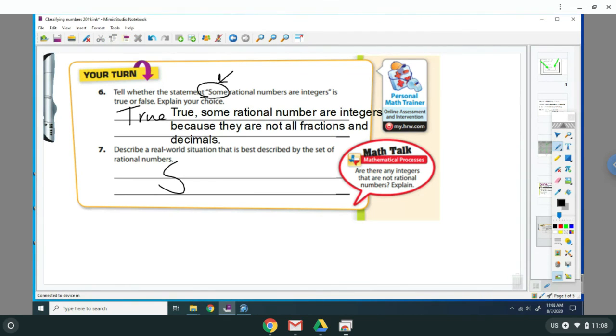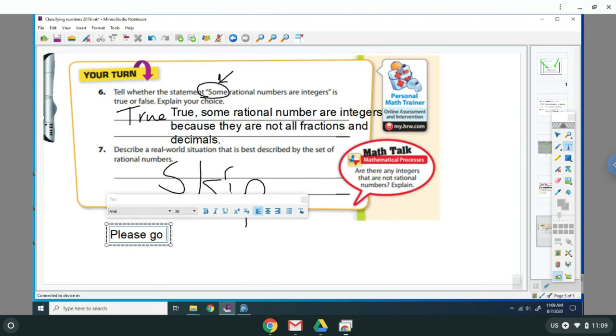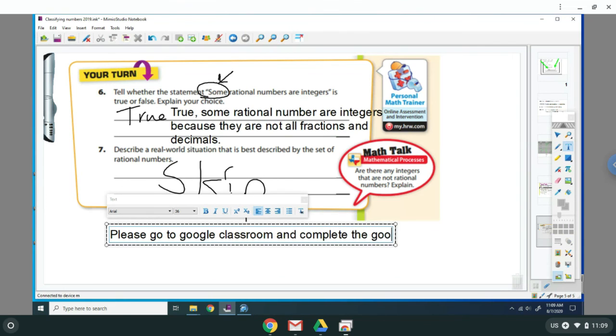So what you're going to do is move on to the next slide and complete the homework. Actually, this week, I'm sorry, it's a Google form. Please go to Google Classroom and complete the Google form homework posted on the same assignment.